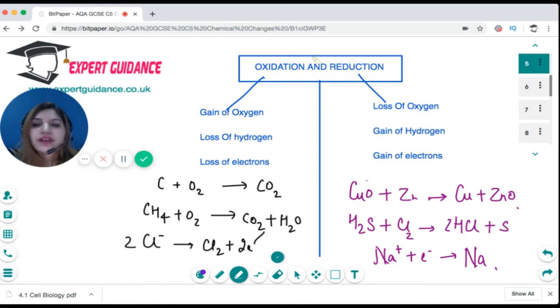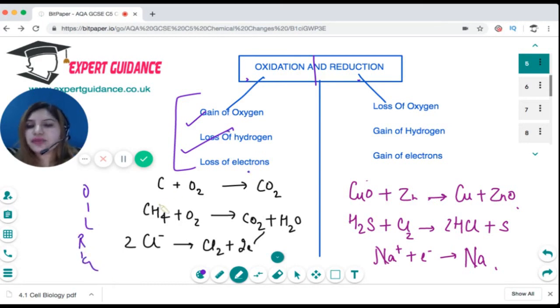So you need to know the definition of oxidation and reduction, and there are three ways you can define them. Oxidation is gain of oxygen or loss of hydrogen, or OIL RIG, that is, oxidation is loss of electrons. For example, carbon and oxygen give carbon dioxide, carbon gaining oxygen, that's an oxidation reaction. Methane plus oxygen gives carbon dioxide and water. CH4 is losing hydrogen, so that's an oxidation reaction. And Cl minus converting into Cl2 plus 2 electrons. As it is losing 2 electrons, it is an oxidation reaction.